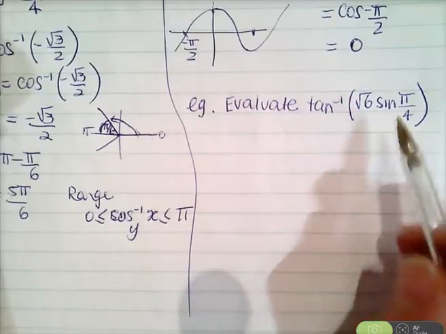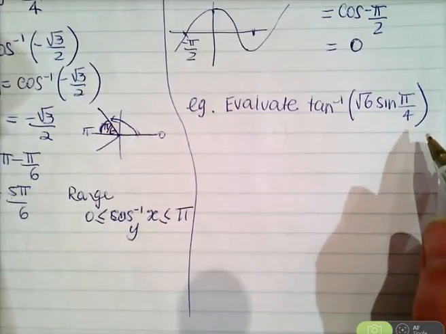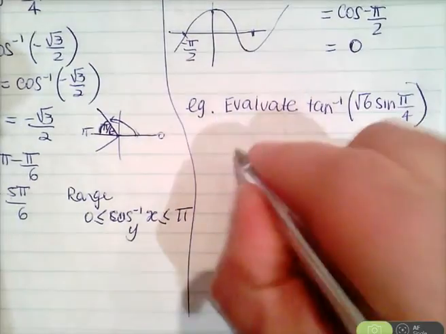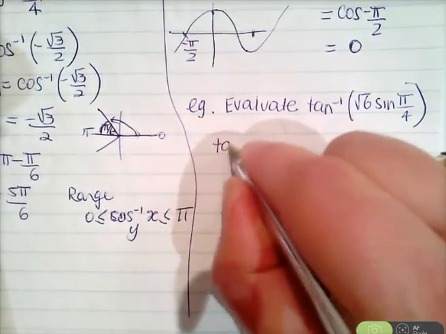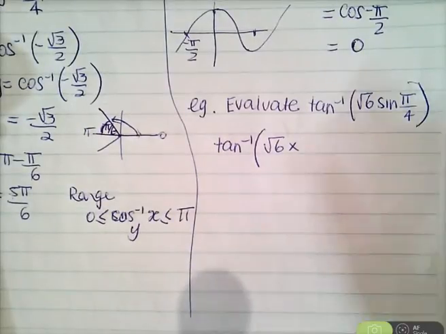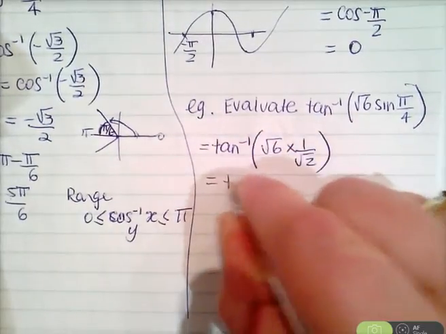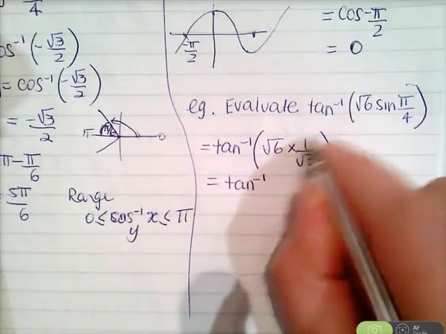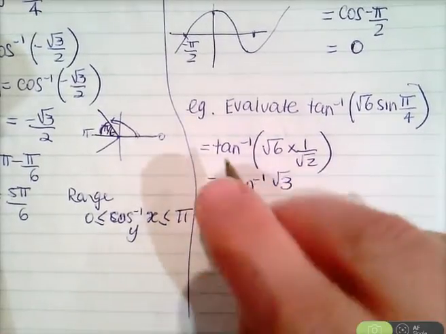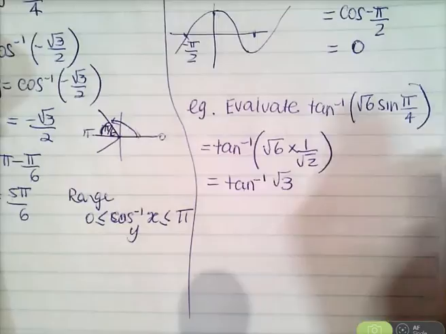Evaluate the inverse tan of root 6 sine pi on 4. Okay, we should work out what this root 6 sine pi on 4 is. I can just work that out because that's just a normal function. So this is the same as tan to the -1 of root 6 times sine of pi on 4, and sine of pi on 4, that's sine of 45 degrees, which is 1 on root 2. So this is just the same as the tan to the -1 of root 6 times 1 on root 2, which is root 6 divided by root 2, which is root 3. Now, tan of what is root 3? We know tan of 60 is root 3, so the answer will be pi on 3.